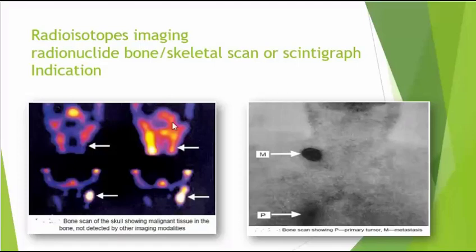The first one we have here in this image is a bone scan of the skull showing malignant tissue in the bone. Here, this is increased uptake, and here. Also, this is showing a bone metastasis tumor. As you can see, this is the primary lesion, and this is a metastasis.